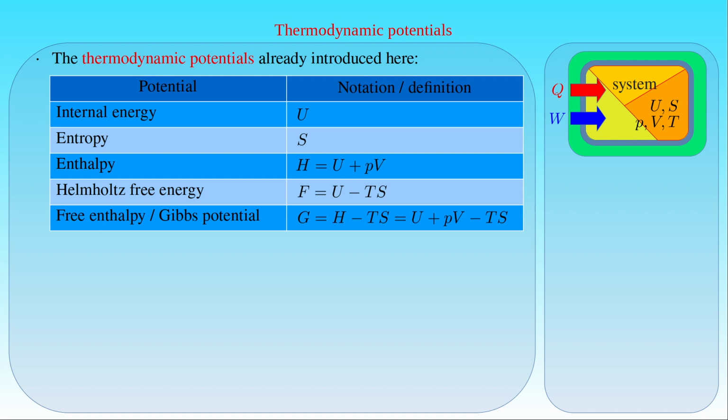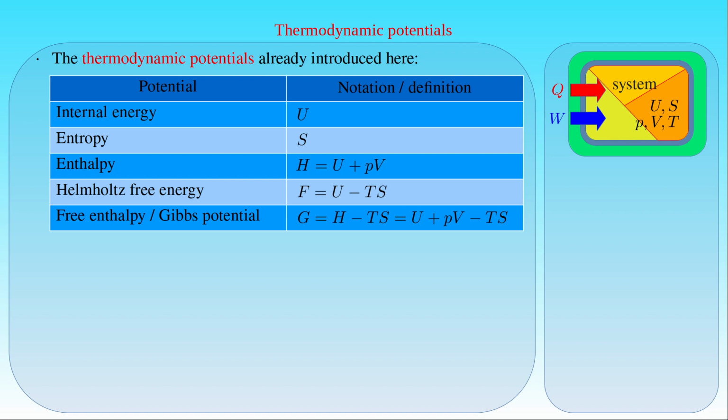This table shows the 5 thermodynamic potentials already defined in the lecture. In the first 2 rows we can see the internal energy U and the entropy S of a system. The enthalpy H of a thermodynamic system is defined by the sum of its internal energy U and the product of the pressure P and the volume V. The Helmholtz free energy, or simply the free energy F of a thermodynamic system, is defined by the difference between its internal energy U and the product of its temperature T and entropy S.